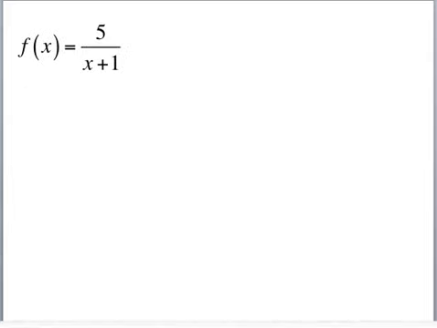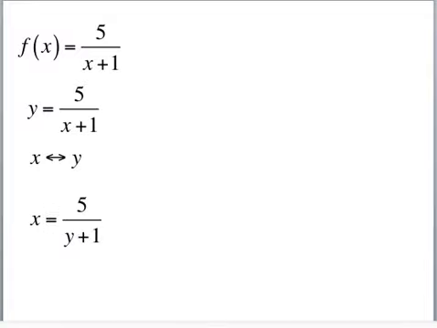Okay, next up we have f of x equals 5 over x plus 1. Rewrite using x's and y's. X becomes y and y becomes x. Rewrite then as x equals 5 over y plus 1. And we want to solve for y. So how do we do this?